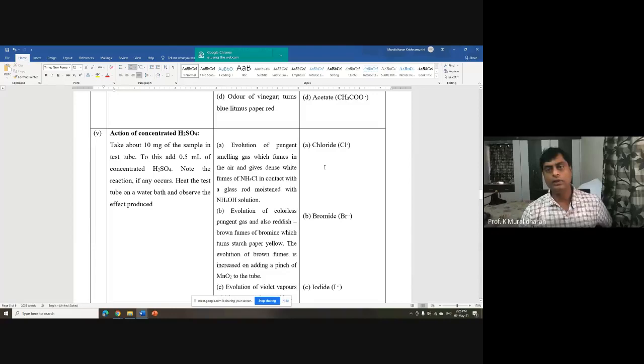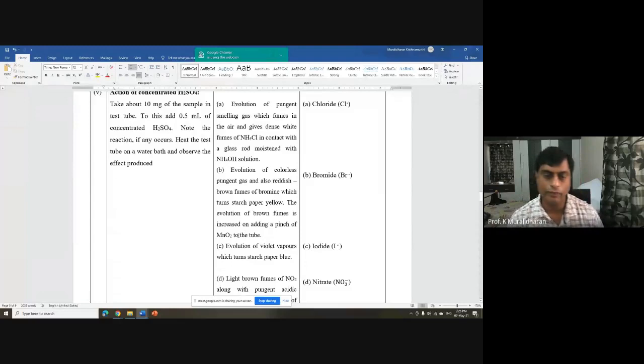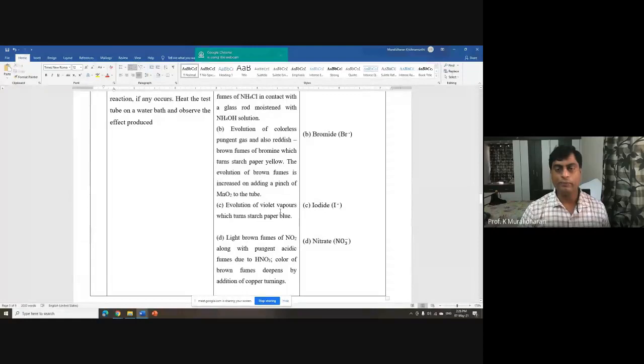That will give the indication about the chloride ion. Similarly, take a pinch of MnO2 in a test tube. Add the MnO2 into the test tube and you will see brown fumes, which indicate the presence of bromide, right? Similarly, evolution of violet vapor straight away if you add the sulfuric acid indicates a chance of iodide here.